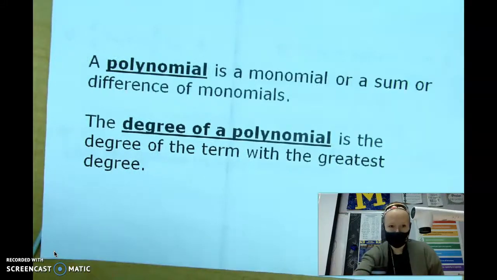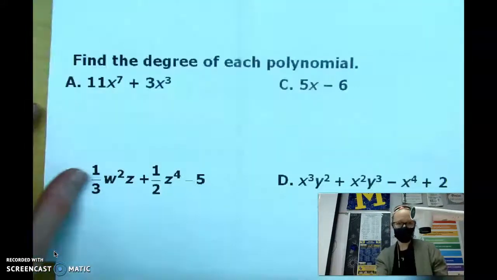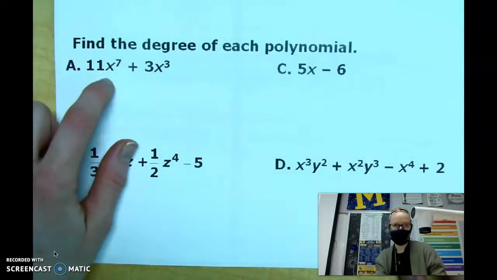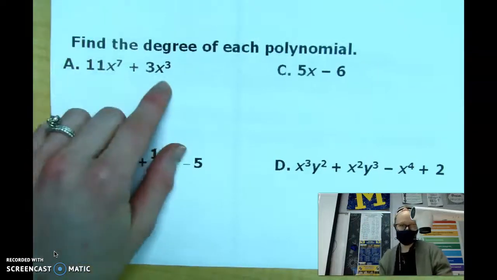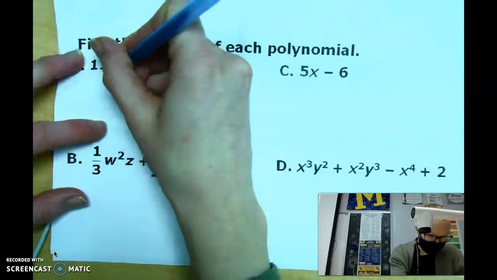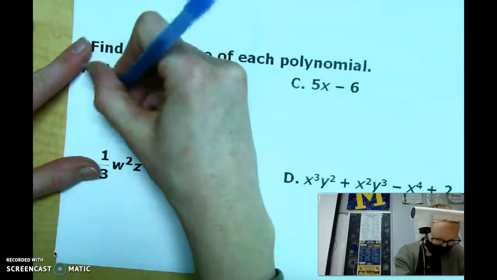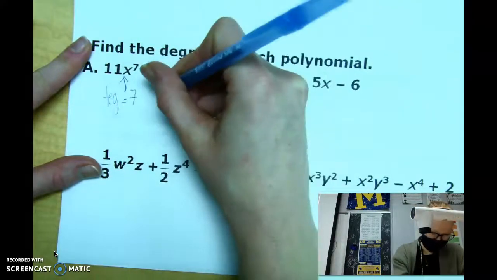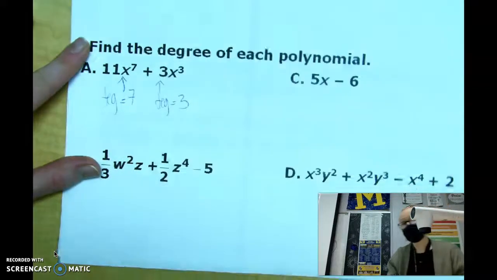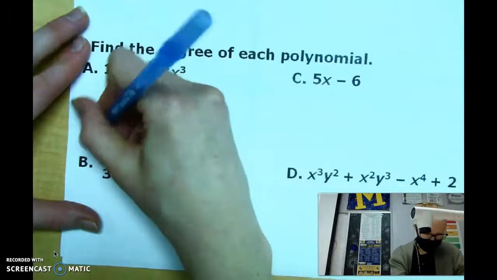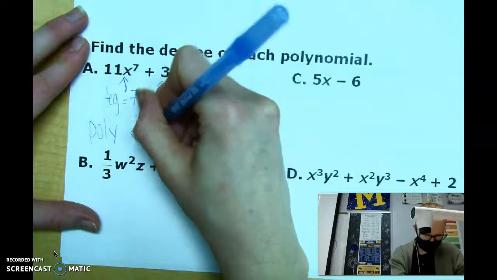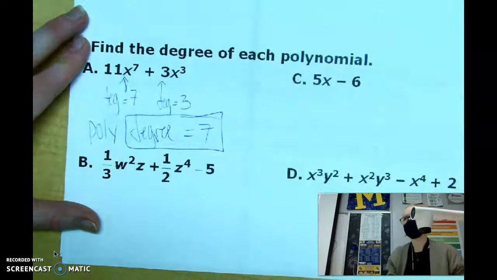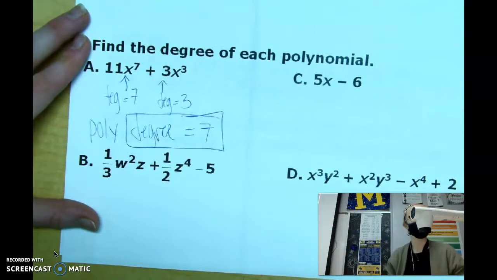I will give you a second to copy that down. Let's turn the page. All of these examples are polynomials. So if you look, I have 11 times x to the 7th. That would be a monomial. This is also a monomial. What is the degree of this first term right here? I have 7 x's, good, and the degree of this one is 3, right? So the degree of my polynomial is 7. You just pick the biggest one. Does that make sense? You find the degree of each term, and you pick the biggest one, right?